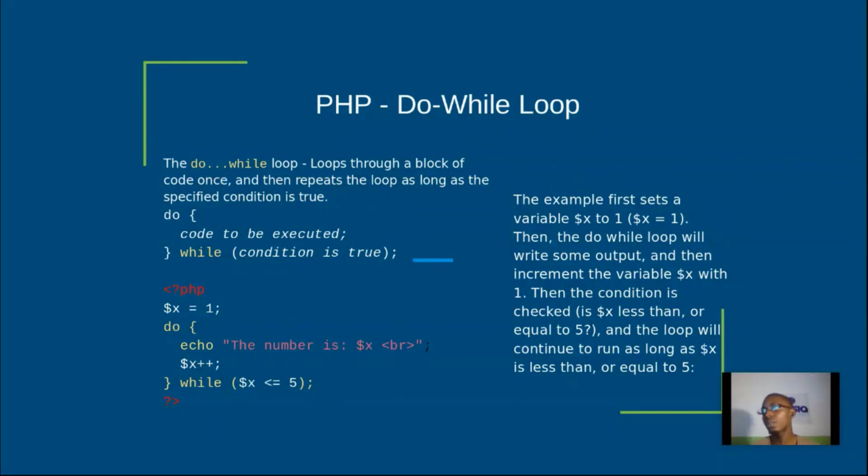Now, if you notice something, the while loop will only work if that condition is met, meaning that it will not even print out the zero, right? The do while loop loops through a block of code once, then repeats the loop as long as the specified condition is true, right? So it will first of all execute some code before checking the condition. So you have the syntax here: do, then a block of code, then the while comes in and passes in the condition, right? So the same thing will apply.